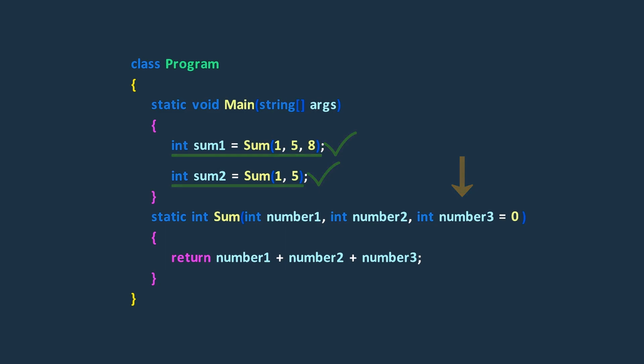It's important to remember that if we make a parameter optional and we don't provide a value for it when calling the method, it will automatically use the default value specified in the method's declaration. For instance here, if we set the default value of the number 3 to 4, the sum method will return 10.